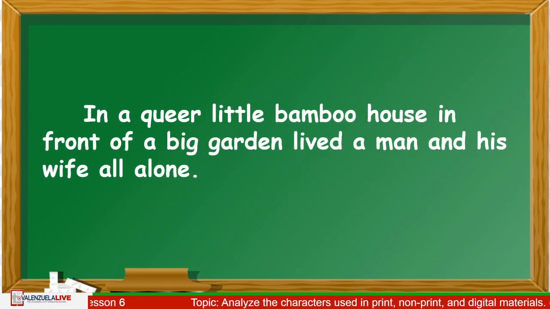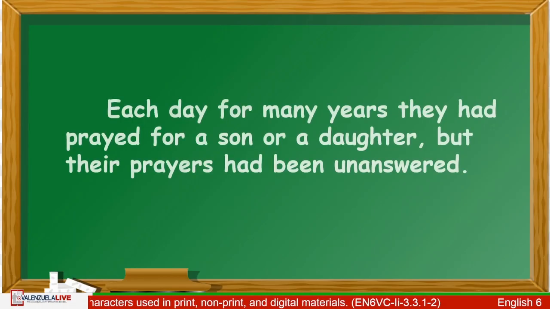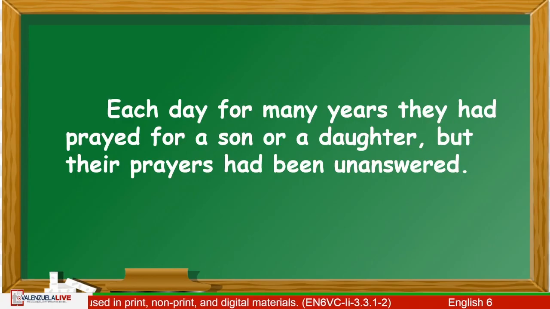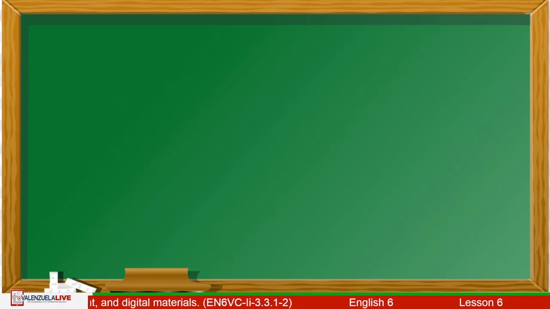In a queer little bamboo house in front of a big garden lived a man and his wife all alone. They had always been kind and good to everyone, but still, they were not happy because the child for which they longed had never come to them. Each day for many years, they had prayed for a son or a daughter, but their prayers had been unanswered. Now that they were growing old, they believed that they must always live alone.